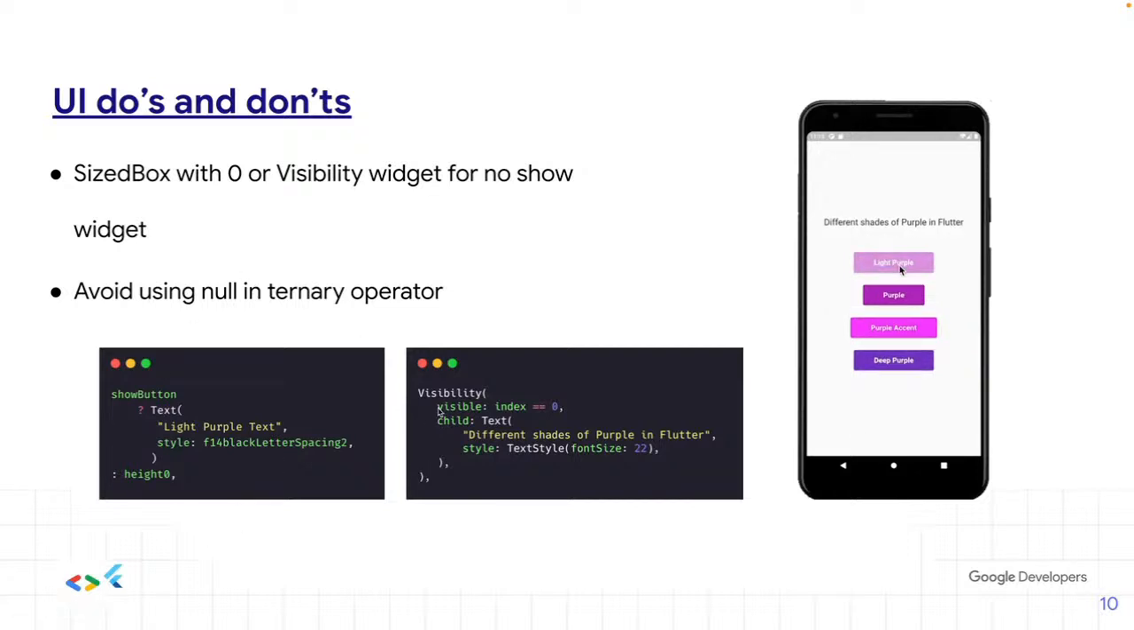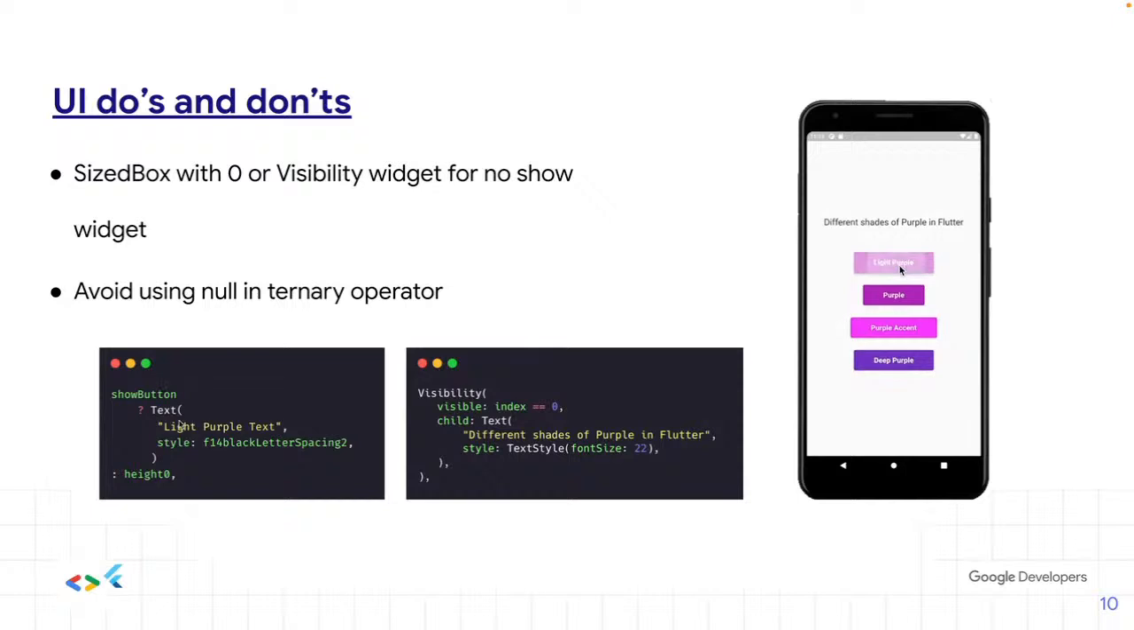The other way to do it is using the visibility widget. Now, visibility widget will have a value called visible. So if the visible is true, you can see the text, and if it is false, you don't see anything. So the entire visibility widget will be invisible. And the child is obviously the text that you want to add.